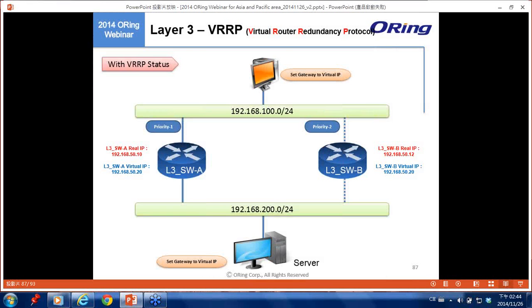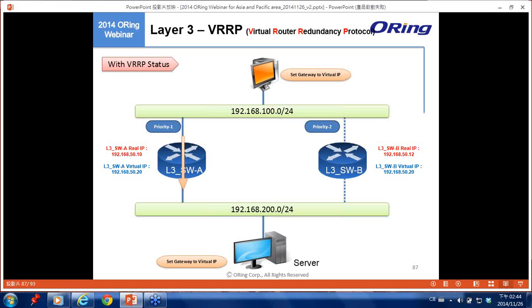Then here is the solution. We can use VRRP to avoid this situation. By using the VRRP protocol, we set the gateway to a virtual IP on both server and client. Server and client are connected by switch A and switch B, or even more. Switches between server and client will choose one major switch to transmit packets and choose the other one as backup switch.